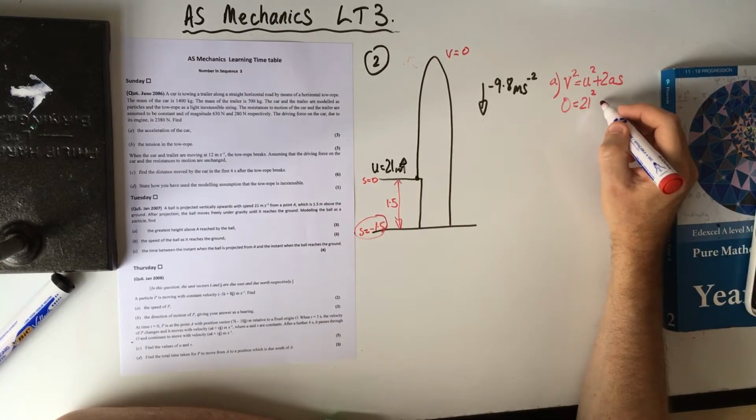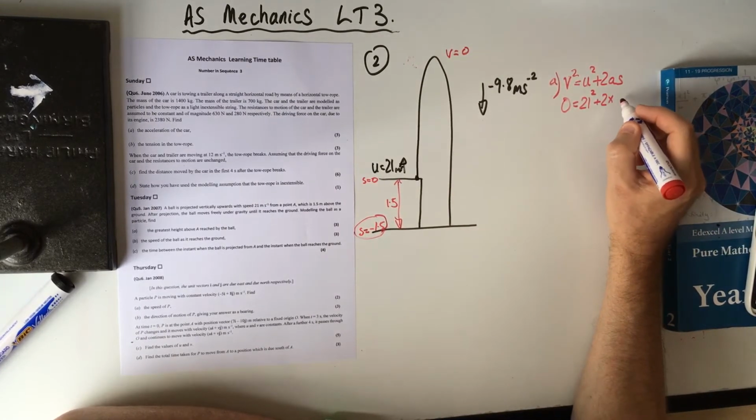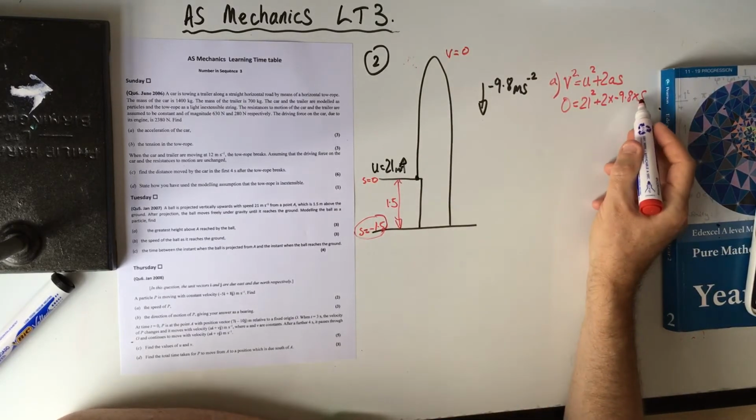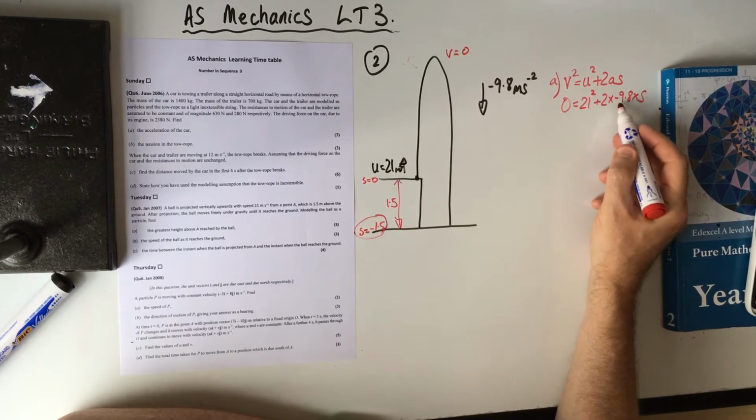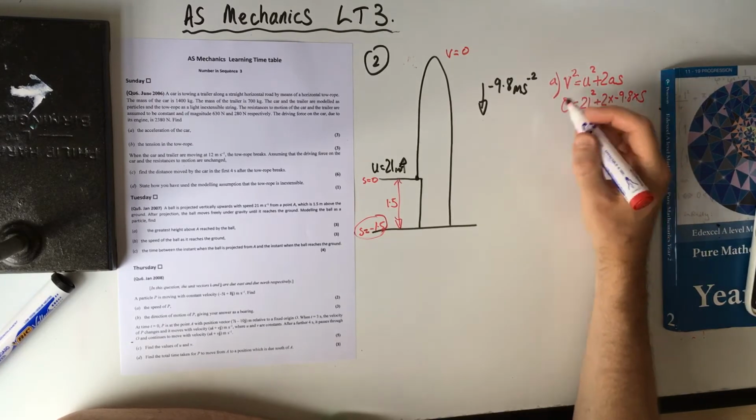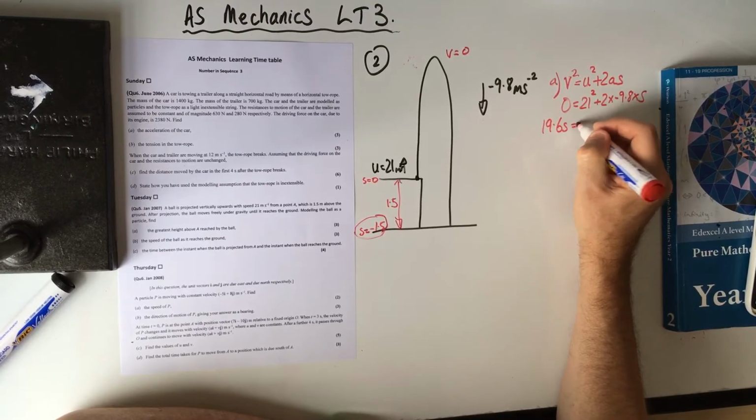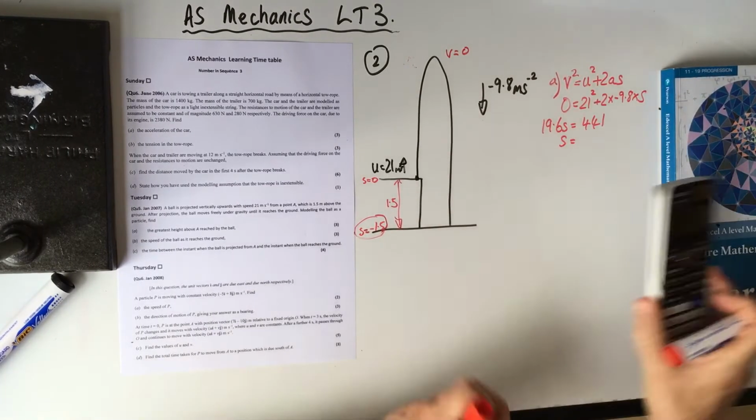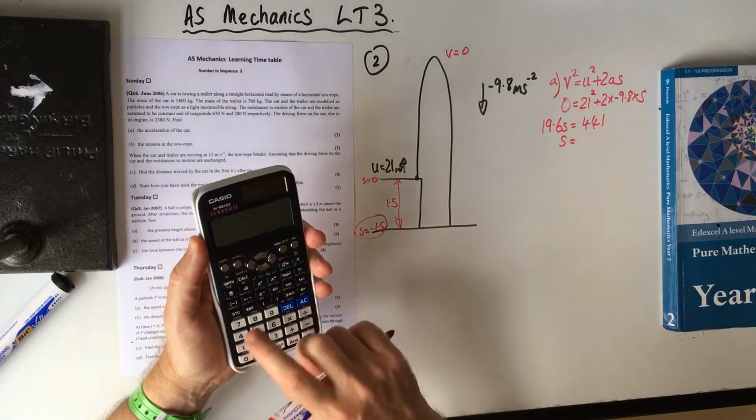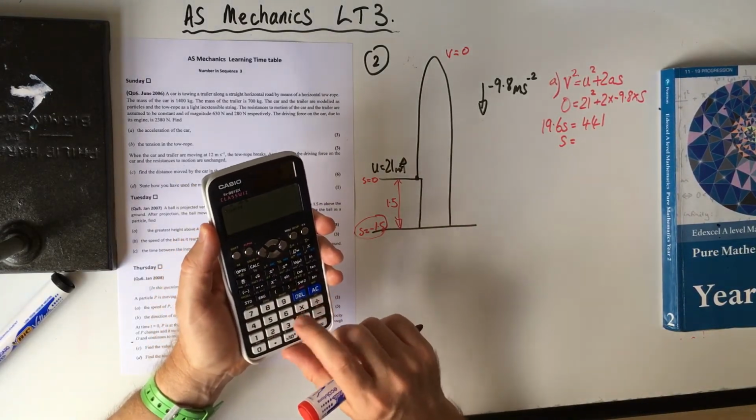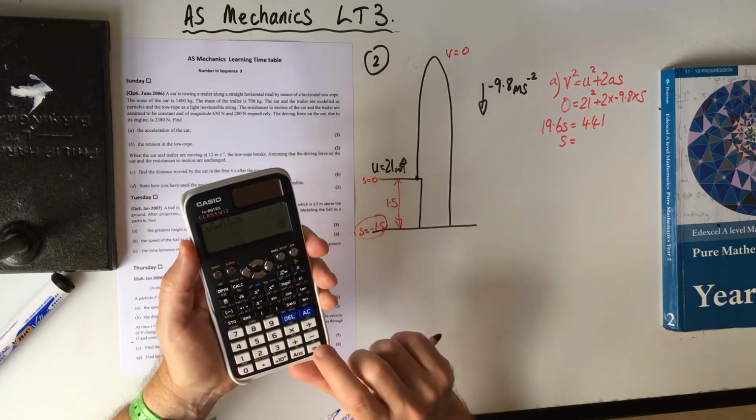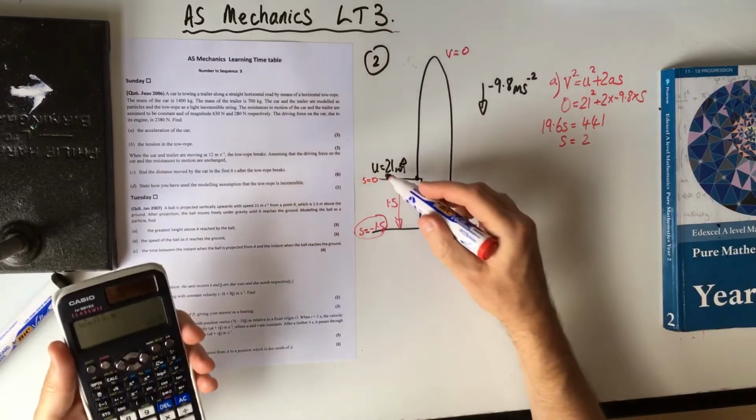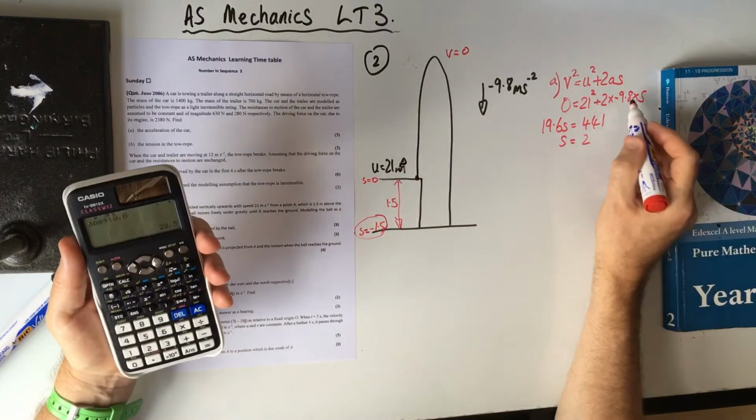0 equals 21 squared plus 2 times minus 9.8 times s. When we take all of this over, this is minus 19.6, so we get 19.6s is equal to 21 squared, which is 441, and divide by 19.6. So 21 squared, just check, divided by 19.6 is 22.5.